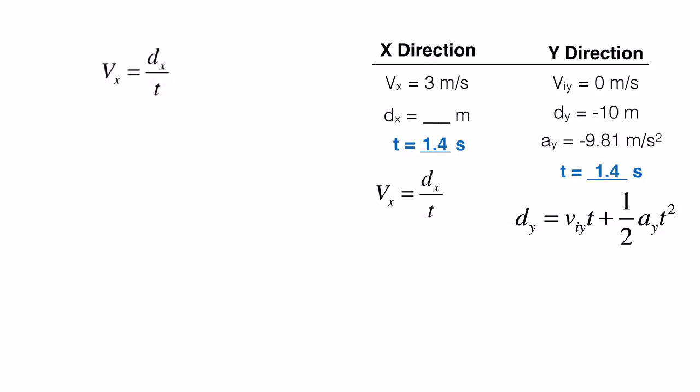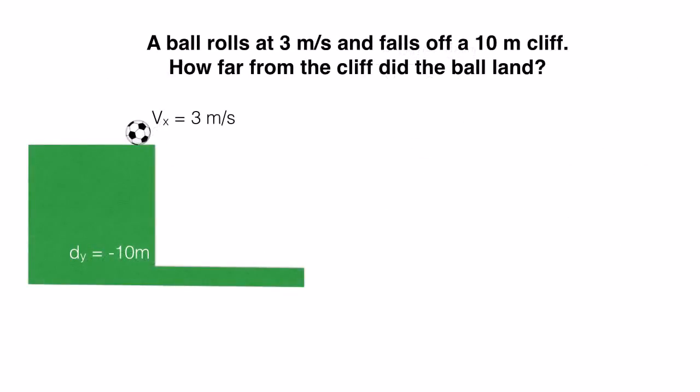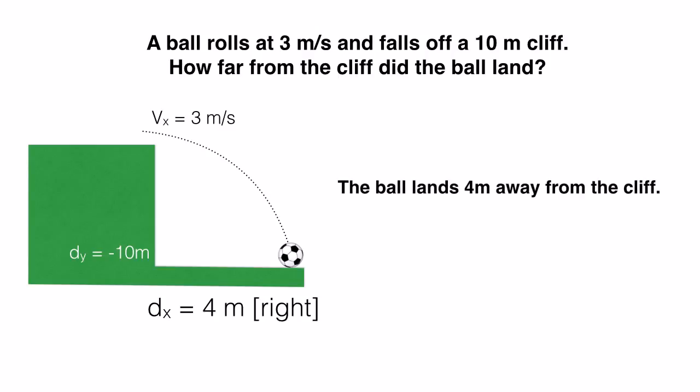Okay, so once again we plug in the information we know into our basic formula, rearrange algebraically to solve for the displacement in the x, and finally put it in our calculator to get our final answer of 4.2835, etc. meters to the right. At this point now that we have this, we just need to simplify down to the proper number of significant figures, in this case it's 1, to get our final answer of the ball landing 4 meters away from the cliff.